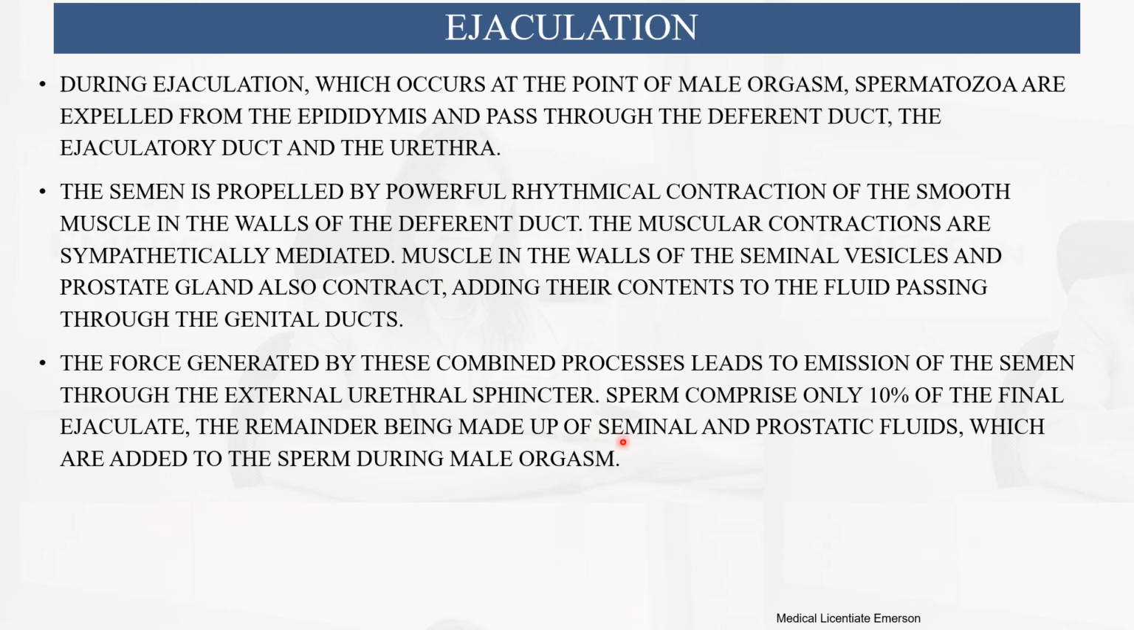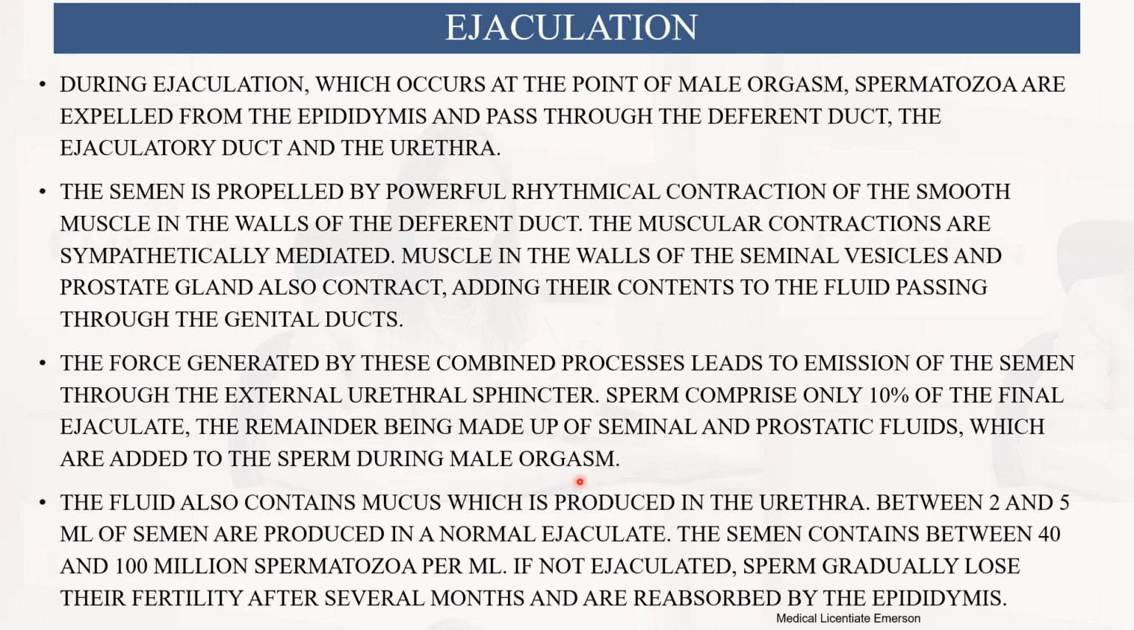The sperm, the prostatic fluids, which are the milky part, and the seminal fluids are added to the sperm during male orgasm. Then the fluid also contains mucus, which is produced in the urethra. Between 2 and 3 mils of semen are produced in a normal ejaculate. The semen contains between 40 and 100 million spermatozoa per mil.